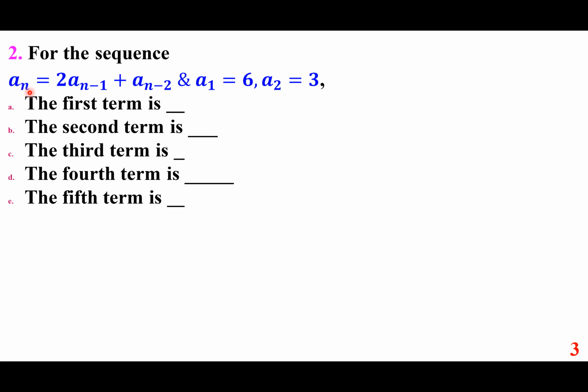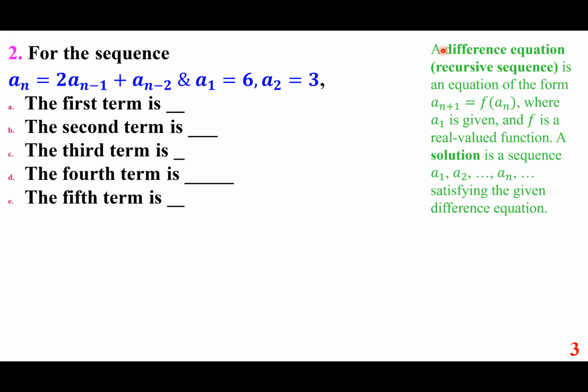Here's the sequence. a sub n is 2 a sub n minus 1 plus a sub n minus 2, where a sub 1 is defined to be 6, and a sub 2 is 3. So first and foremost, what are we dealing with? A difference equation or recursive sequence is an equation of the form a sub n plus 1 is f of a sub n, where a sub 1 is given and f is a real valued function. A solution is a sequence, a sub 1, a sub 2, all the way to a sub n, satisfying the given difference equation. In this case, they want us to write the first 5 terms.